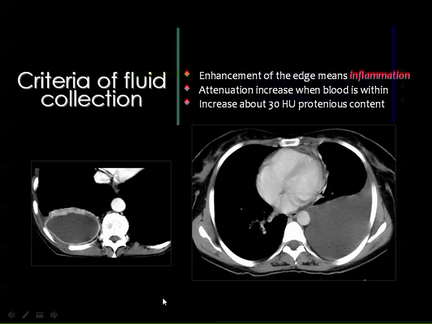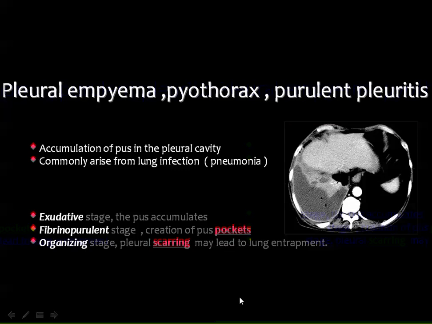It is also known that whenever you have fluid, the CT density is in the range of 0 to 15 Hounsfield units, while if you get blood or pus, the attenuation value will rise to about 30 Hounsfield units. Then the diagnosis of empyema is almost simple.